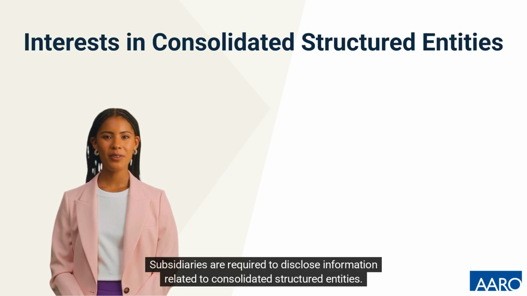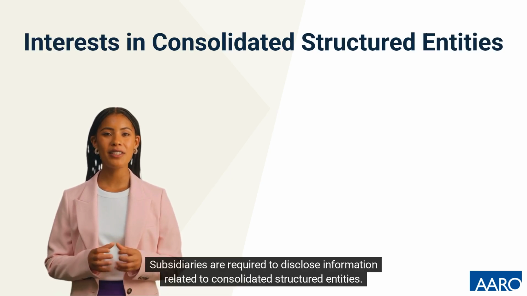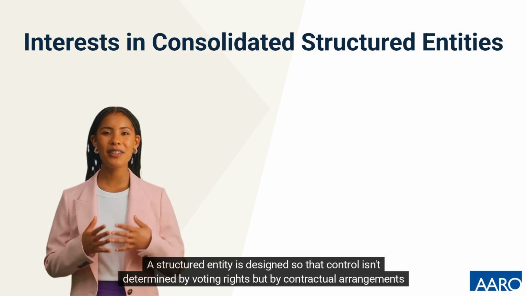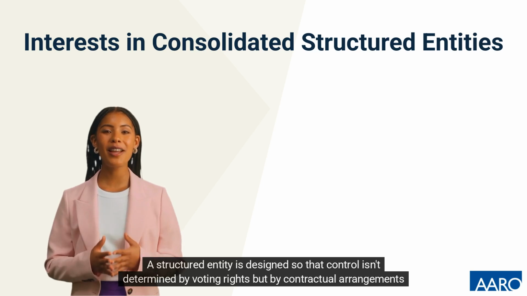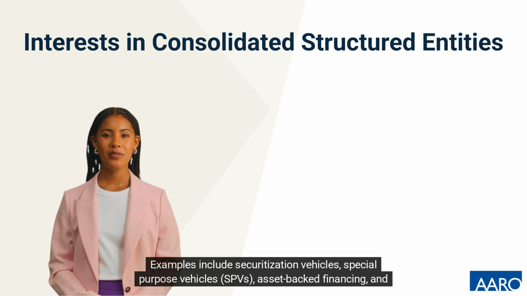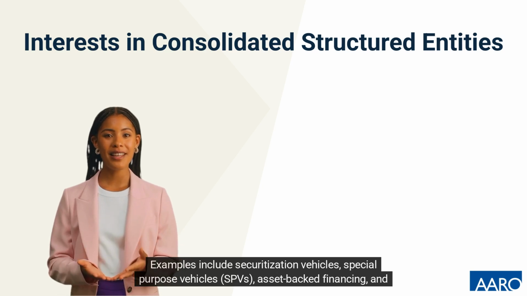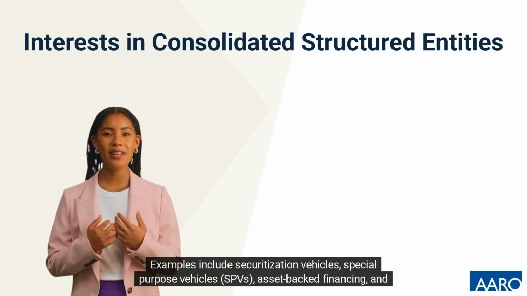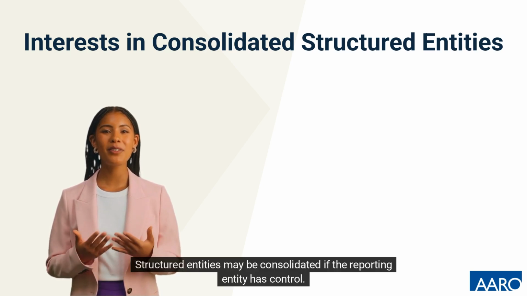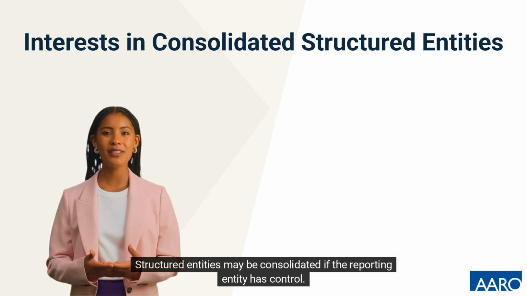Subsidiaries are required to disclose information related to consolidated structured entities. A structured entity is designed so that control isn't determined by voting rights, but by contractual arrangements directing key activities. Examples include securitization vehicles, special purpose vehicles (SPVs), asset-backed financing, and certain investment funds. Structured entities may be consolidated if the reporting entity has control.